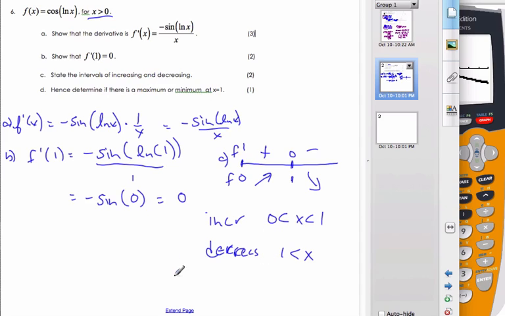Therefore, determine if it's a maximum or minimum. This value here is a maximum as the f prime goes from positive to negative.